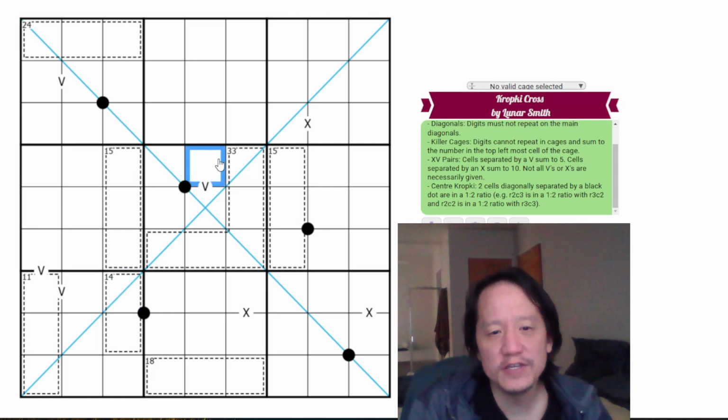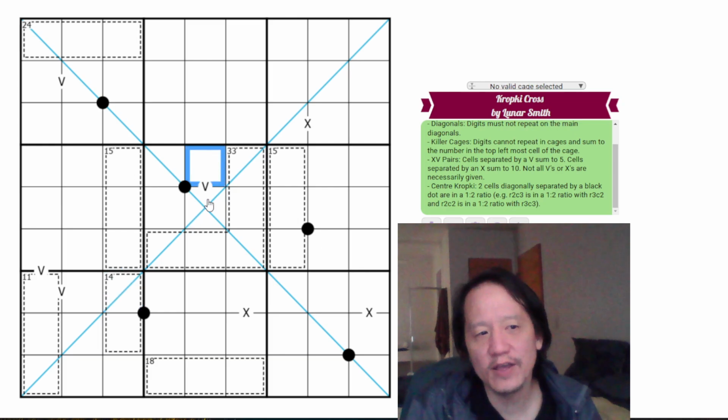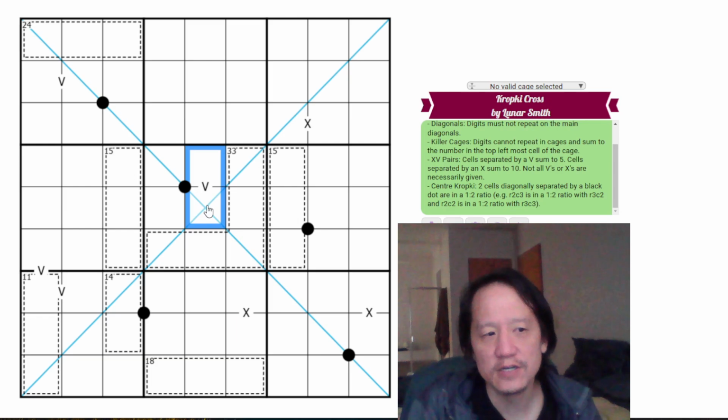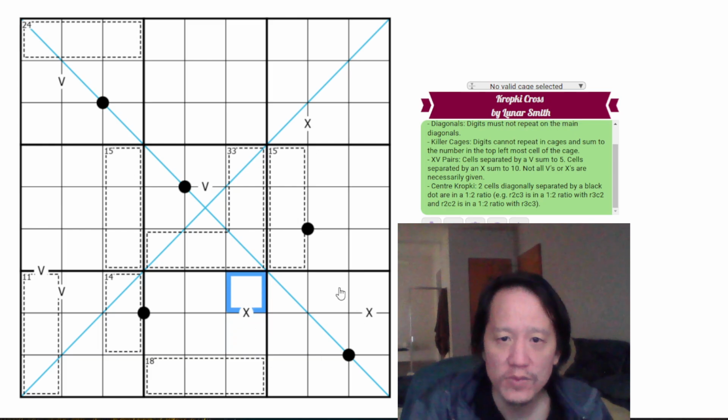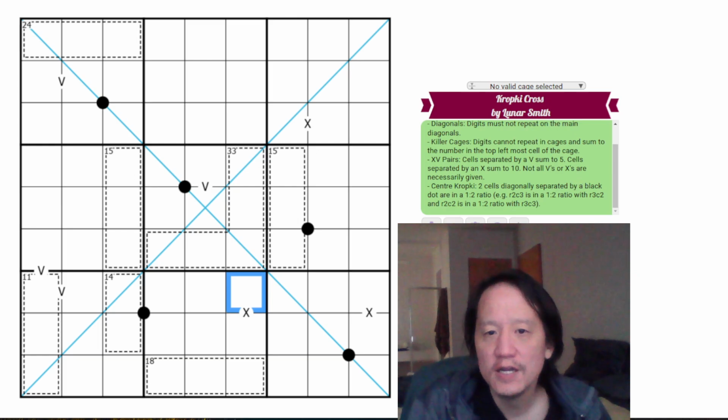Basically, though, for V's and X's, if there's a V in between two cells, they have to add up to 5. So if this was a 2, this would have to be a 3. And if it's an X in between cells, they have to add up to 10. So if this was a 1, this would have to be a 9 to correspond. And those are X's and V's.